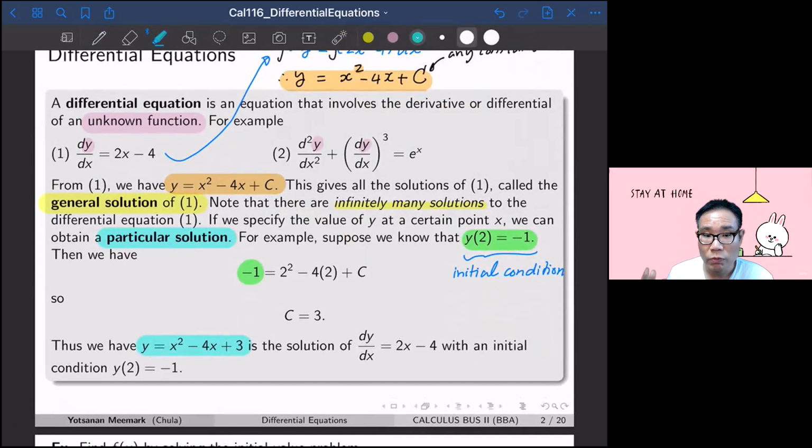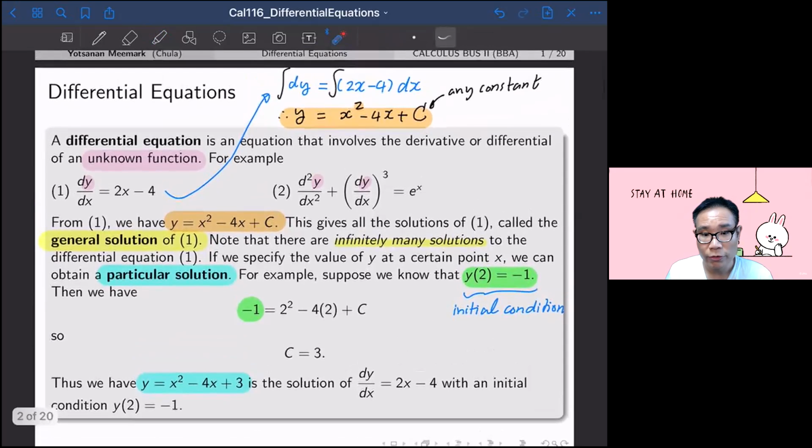So you're going to have two kinds of solution. The first one is called the general solution, which involves the constant c. The other one is the particular solution, which satisfies the given condition called the initial condition. Okay, so this is the first slide for the meaning and the kinds of solutions of differential equations.